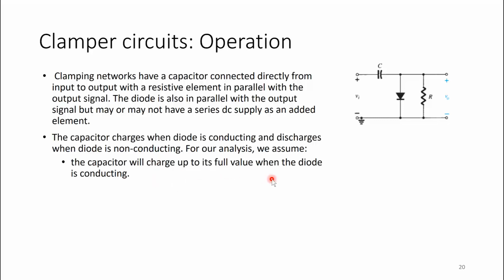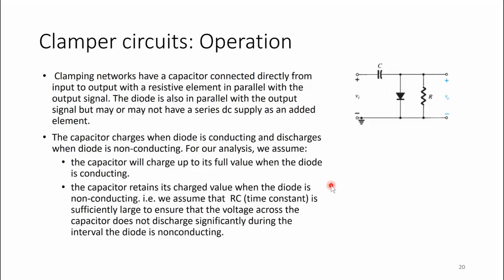the diode is conducting. Okay, when you do your KVL, we assume that it will be charged up to the full value that it is capable of. And the capacitor retains its charged value when the diode is non-conducting. I.e., we assume that the RC time constant is sufficiently large to ensure that the voltage across the capacitor does not discharge significantly during the interval that the diode is non-conducting.